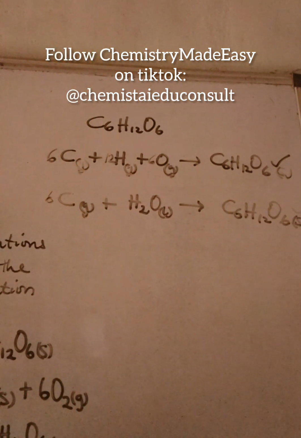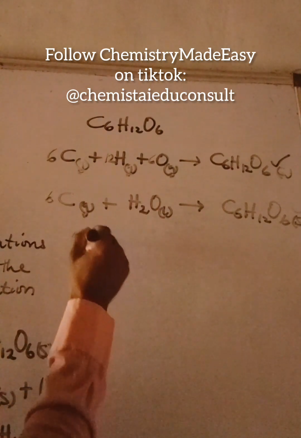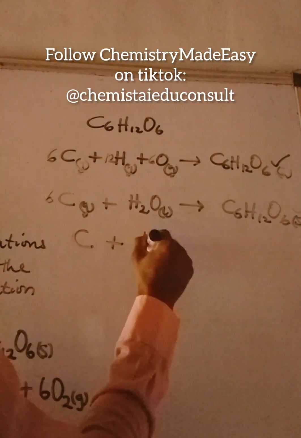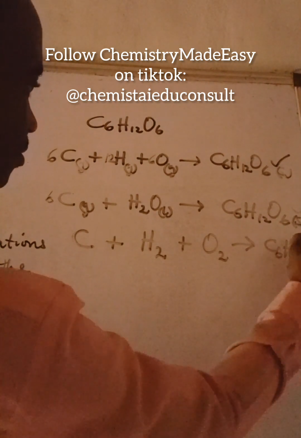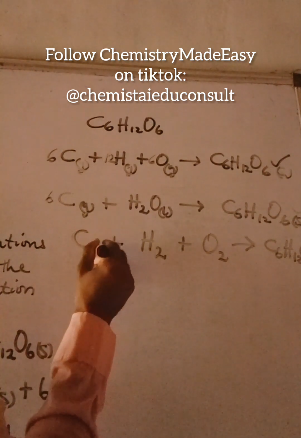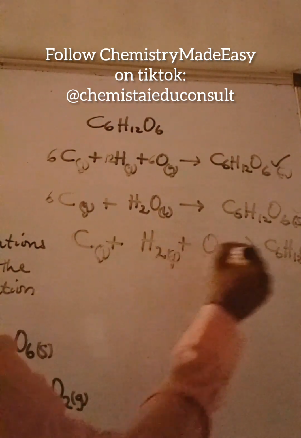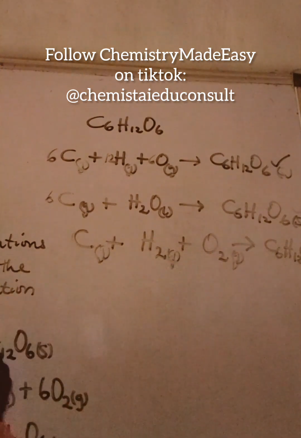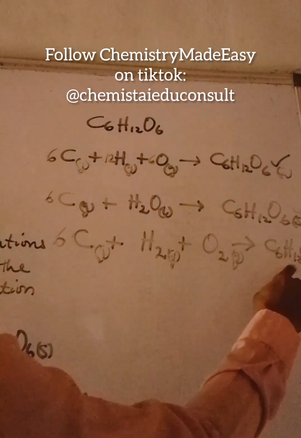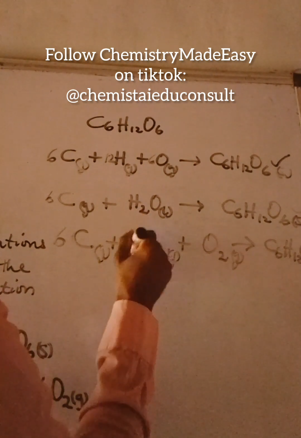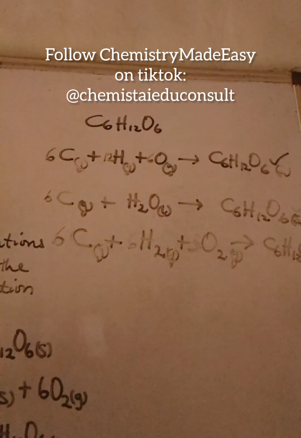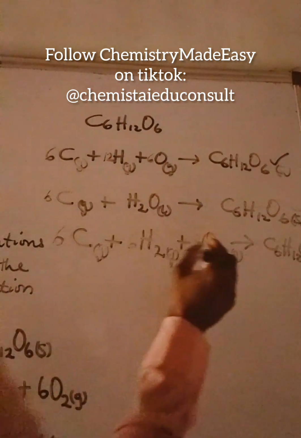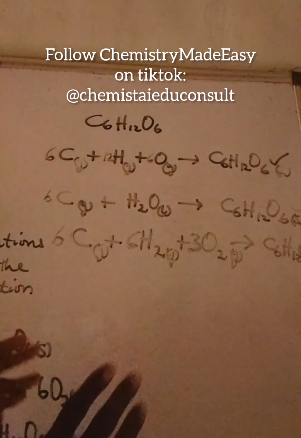What other possibility? You can say carbon atom plus hydrogen gas plus oxygen gas to give you glucose, C6H12O6. Now, carbon atom must be gaseous. Hydrogen, gas. Oxygen, gas. To balance the equation, carbon is 6 here, you write 6 at the back. Hydrogen is 12, you write 6. Oxygen is 6, you write 3. Balanced. So, it's balanced too.